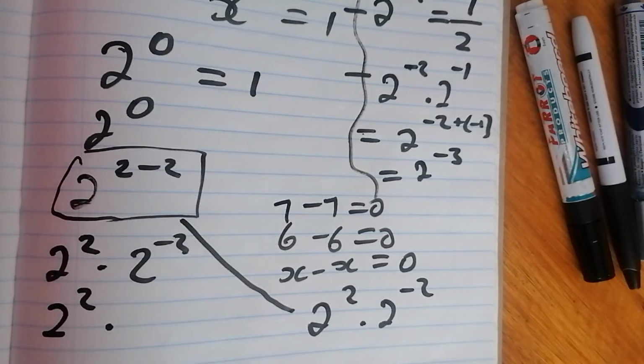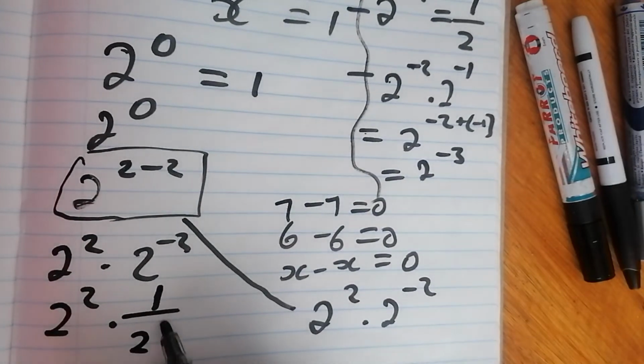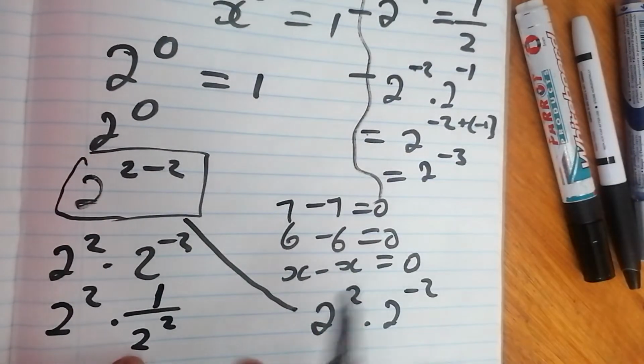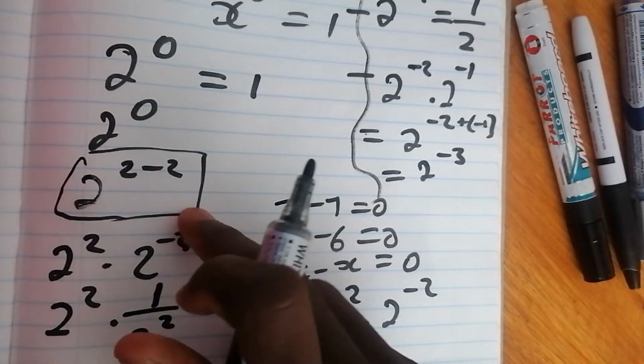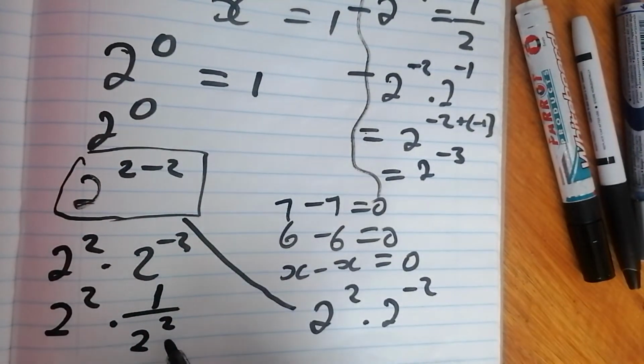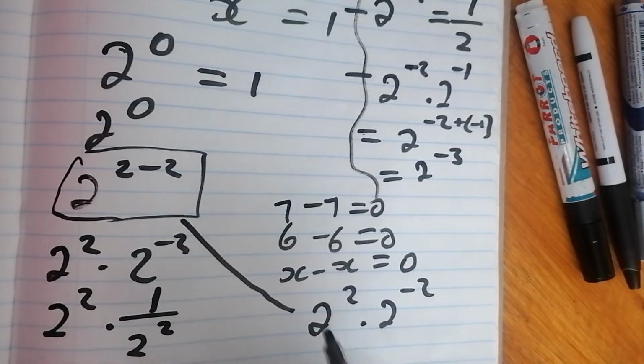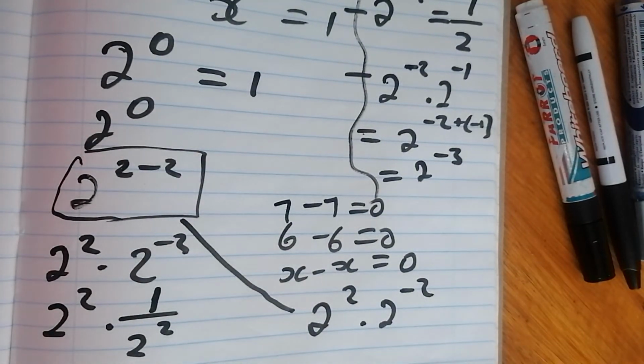How do we write 2 to the power minus 2 the other way? We can say 1 over 2 to the power 2, because this exponent minus 2 becomes positive. How does it become positive? The same as 1 over 2 to the power 2. It really changes the sign.